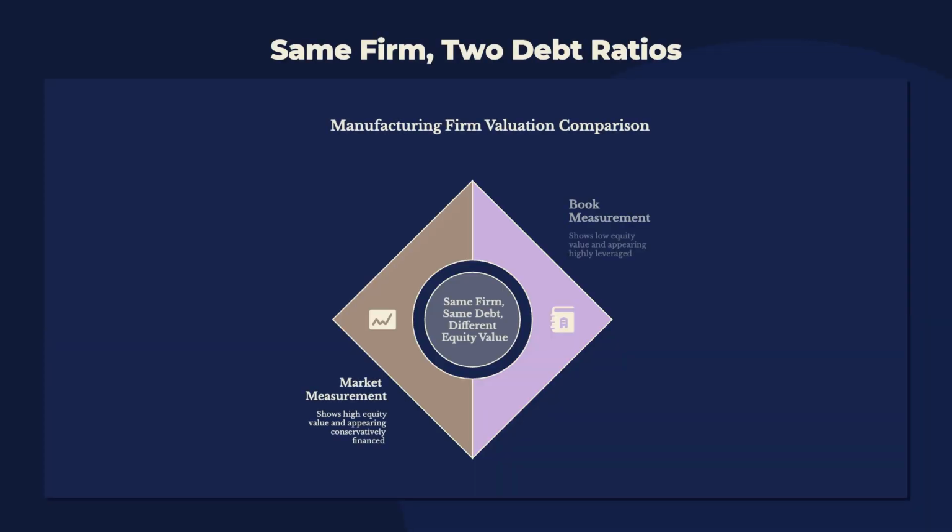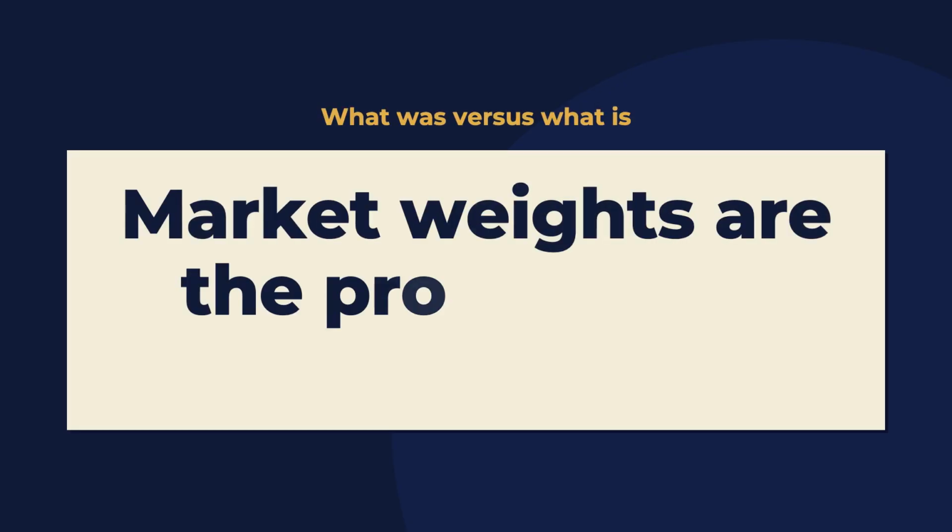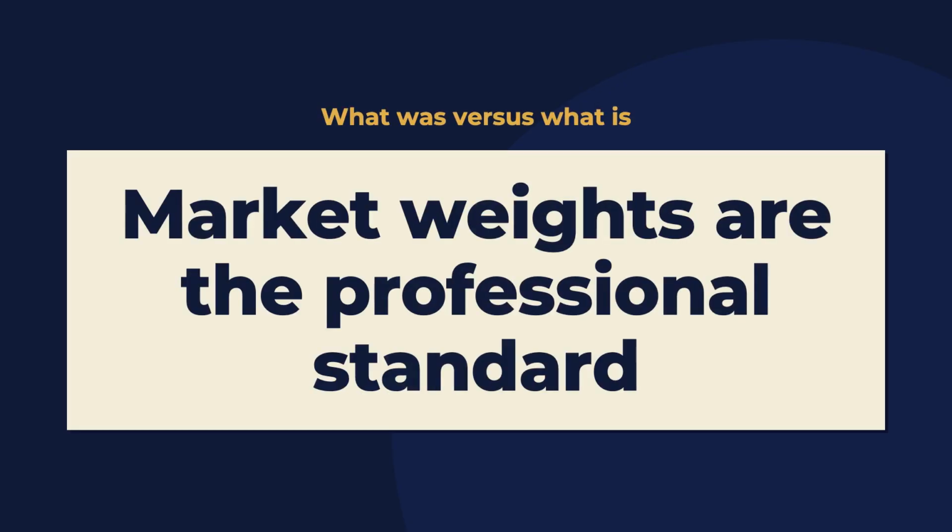Take a mature manufacturer whose stock has climbed for years. Measured at book, it looks heavily leveraged. Measured at markets, with equity valued at what investors actually pay, it looks conservatively financed. Book values describe what was. Market values describe what is. When cost of capital and capital structure decisions are on the table, market weights keep the analysis honest.